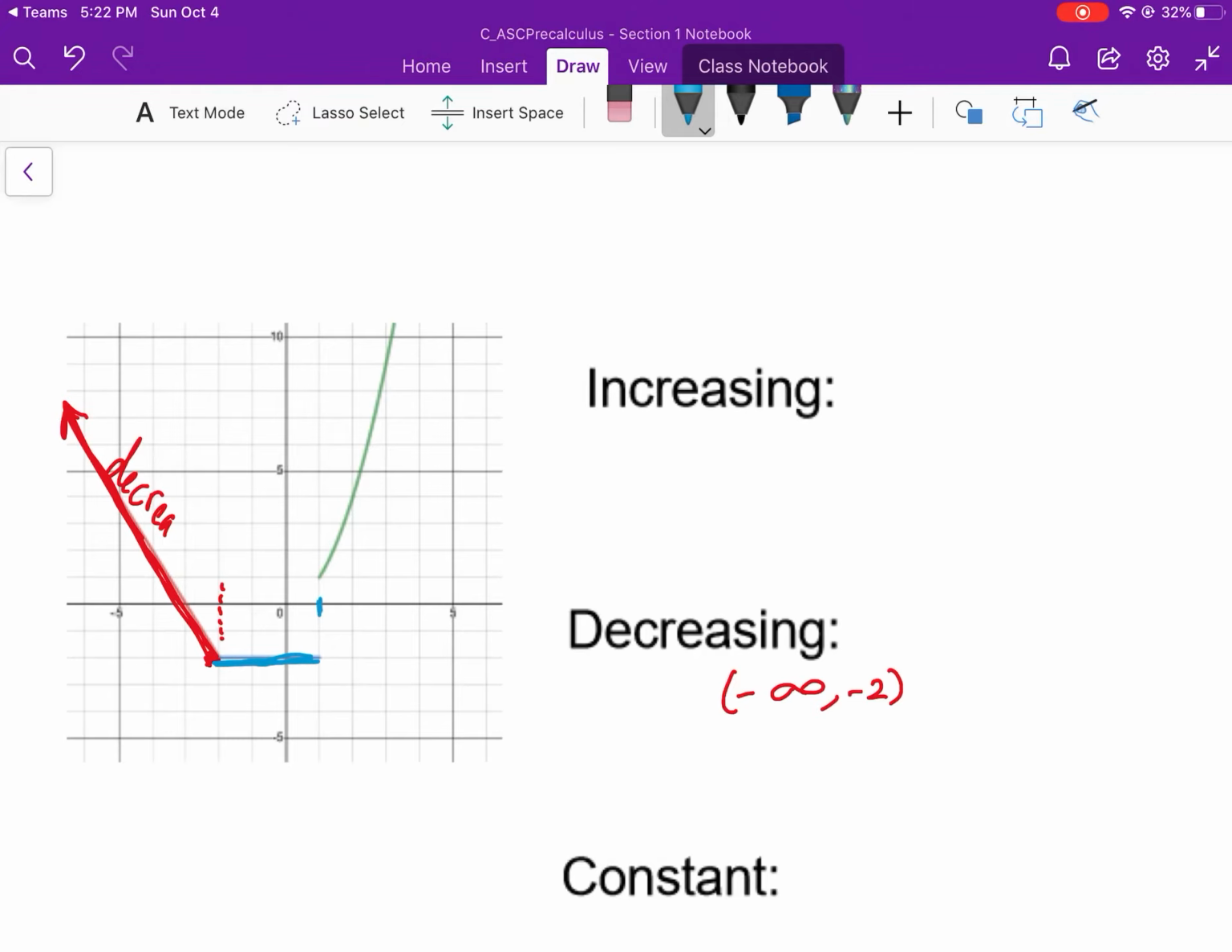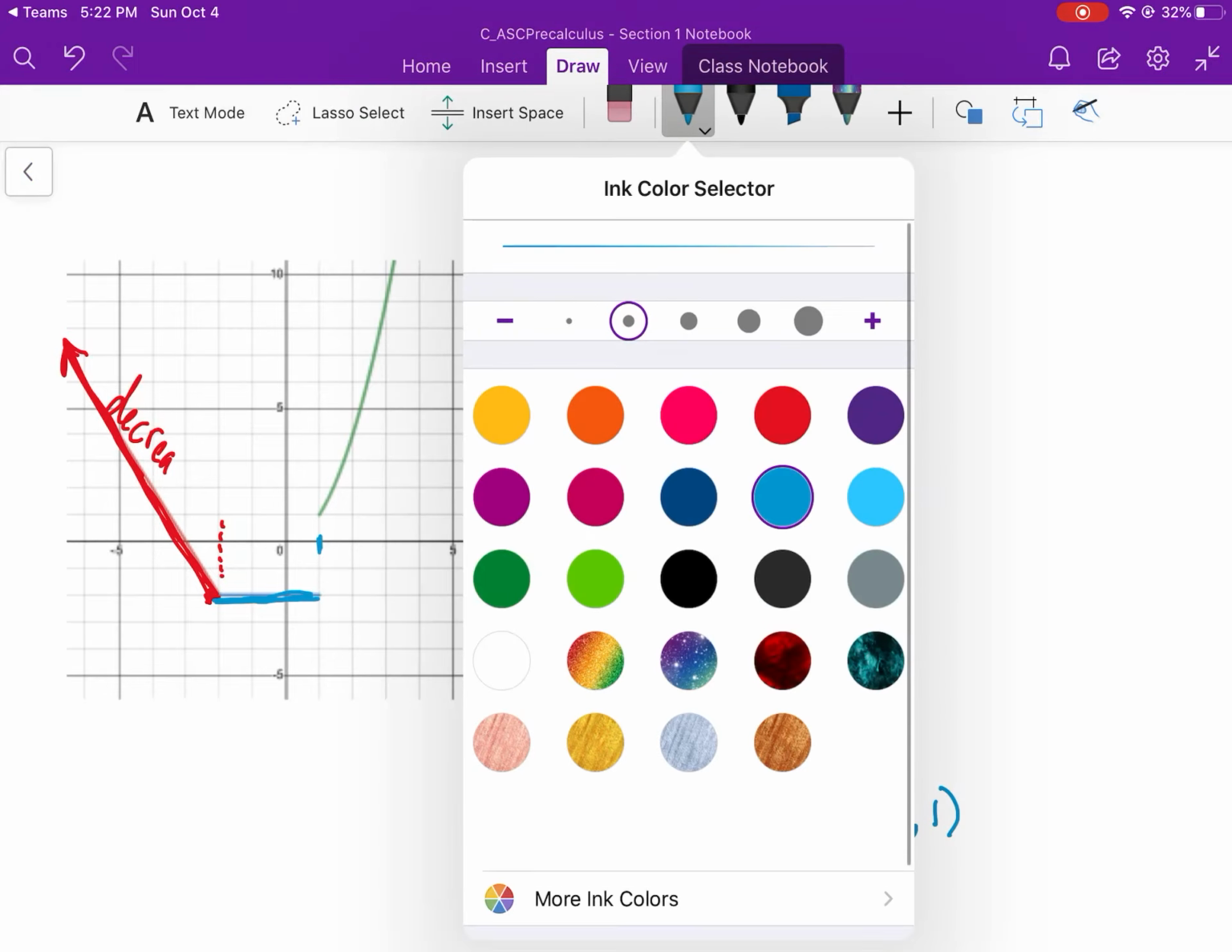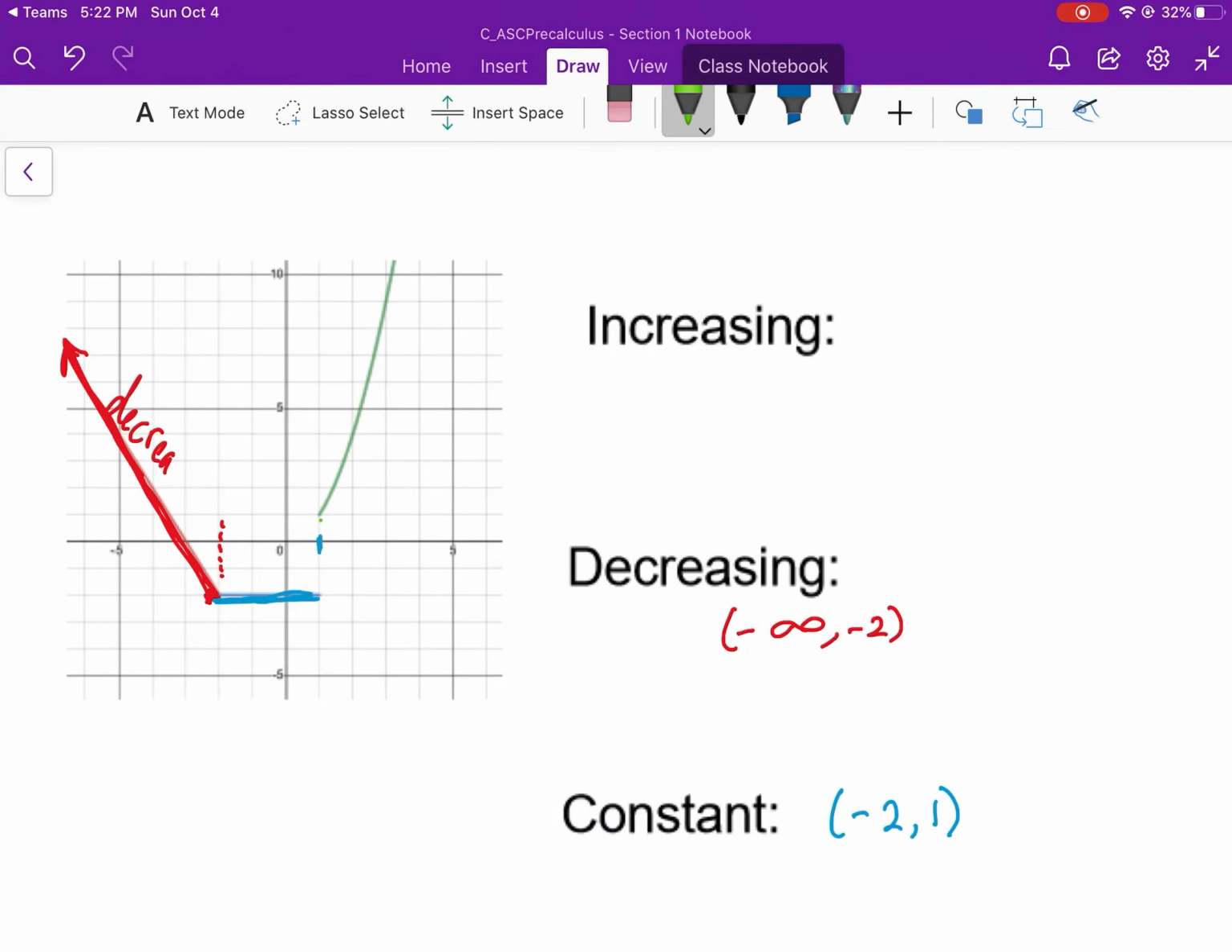Okay, this next section that's blue here, notice this is constant, right? And this is constant between these x values. So it's constant from -2 to +1. And then this green section starts at 1 and it keeps going and it's increasing forever. So it starts at 1 and goes to +infinity.